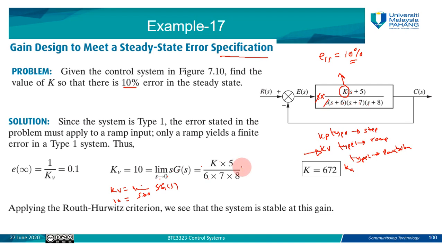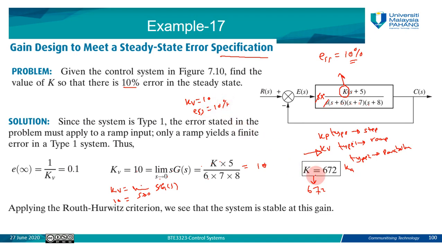By solving this equation, which equals 10, the value of K will equal 672. Okay, you solve this one for K and you will find the value of the gain, which equals 672, in order to achieve Kv equal to 10, or error equal to 10%.